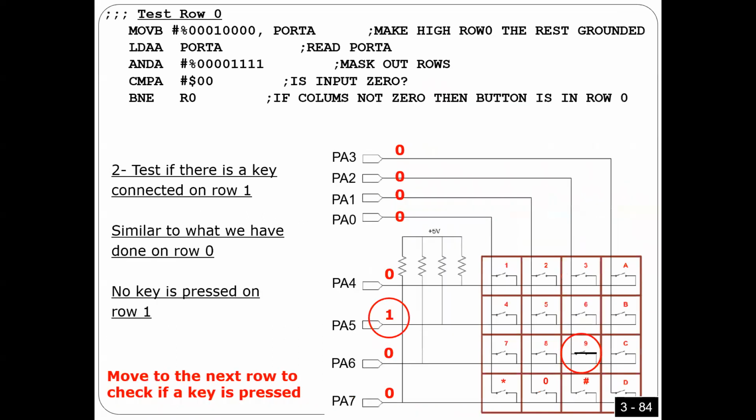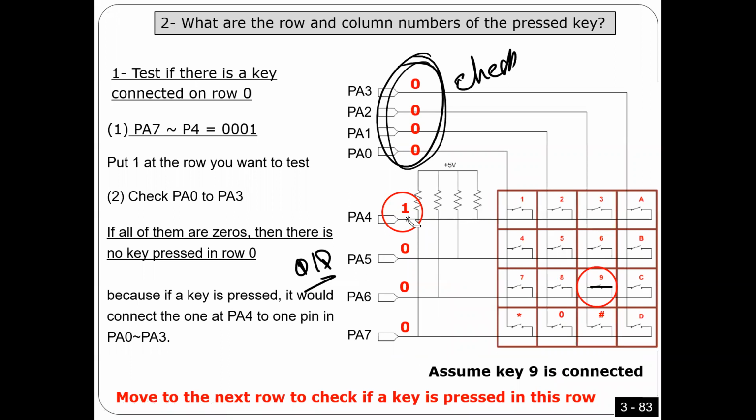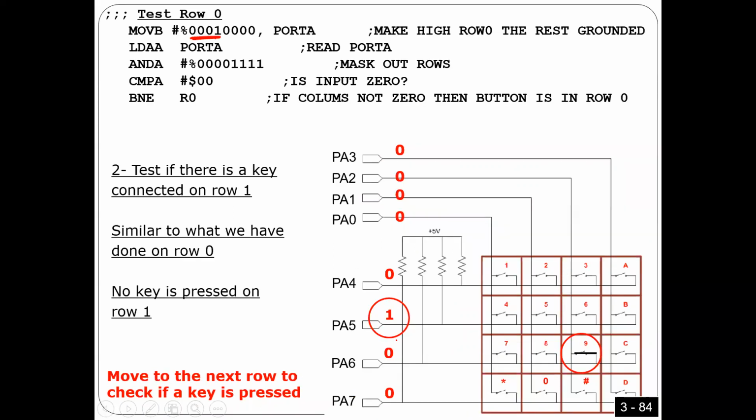Okay, that's exactly what I did. This is the code for this part here. Look here, guys. Number 1, this is the value I'm gonna output, as you see here. So let me make it red. So here I'm gonna output 1 0 0 0, because I'm testing row 0. Okay. So then I'm gonna read port A, then I'm gonna check these 4.